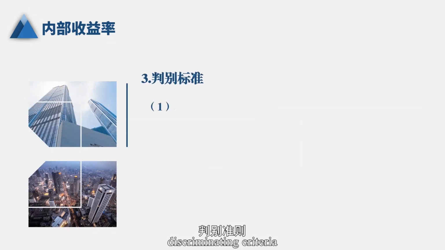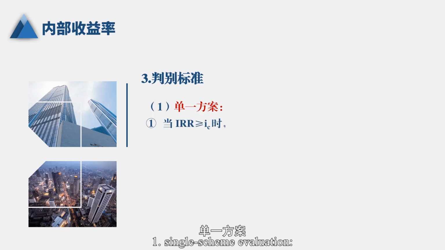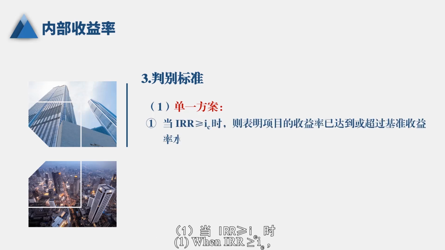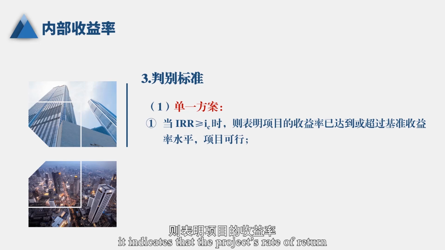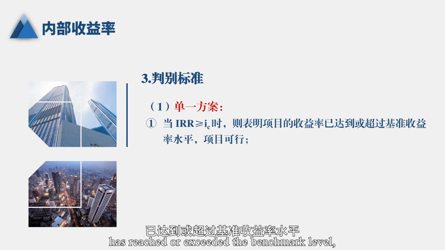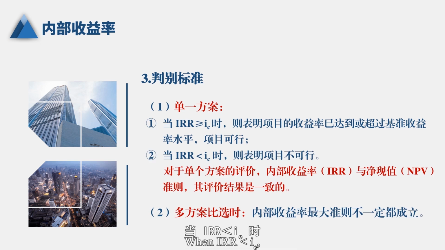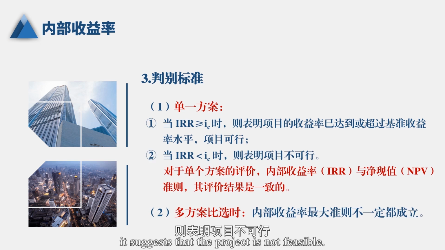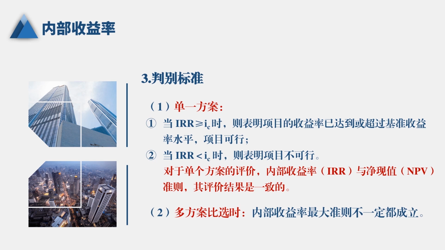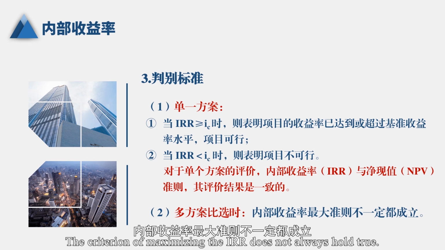Discriminating criteria. First, single scheme evaluation. When IRR is greater than or equal to i sub c, it indicates that the project's rate of return has reached or exceeded the benchmark level, making the project feasible. When IRR is less than i sub c, it suggests that the project is not feasible. Second, comparison between multiple schemes. The criterion of maximizing the IRR does not always hold true.